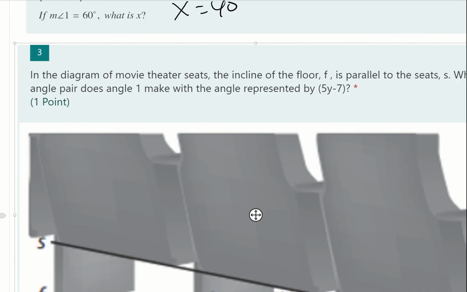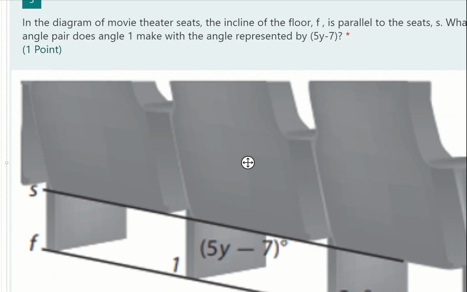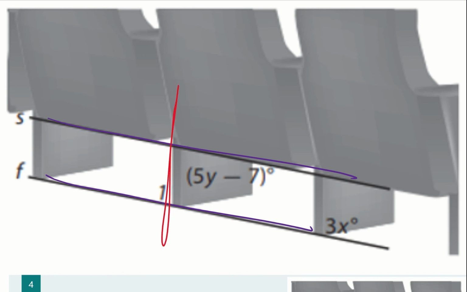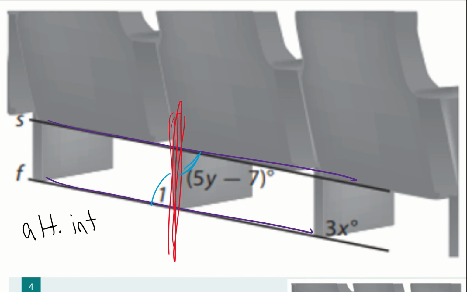All right, next question. It says, in the diagram of movie theater seats, so same diagram here. Here they are asking for 5y minus 7. Looking at the same kind of thing here, we have our purple lines. Actually, in this case, we're only concerned with these lines and this as my transversal. Now our pieces of bread are between these purple lines. The inside of the sandwich is between these purple lines. We got our red transversal, which I call the toothpick. And these two angles right here are on the inside of the sandwich, but they alternate sides, so they're alternate interior. I said exterior, but they're interior. They're inside the sandwich. Alternate interior angles.